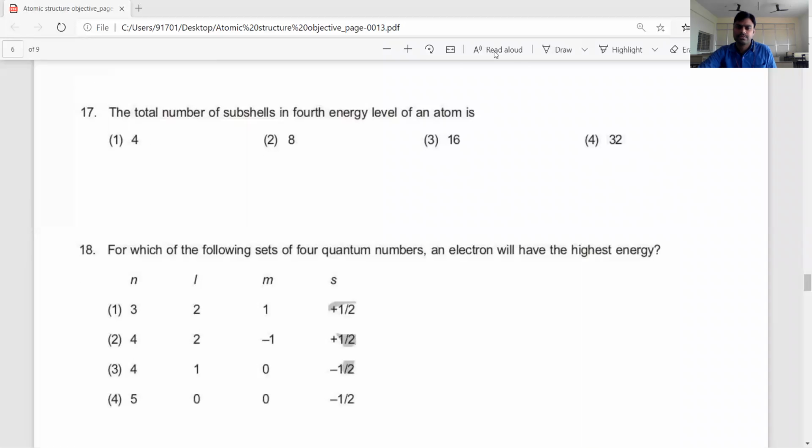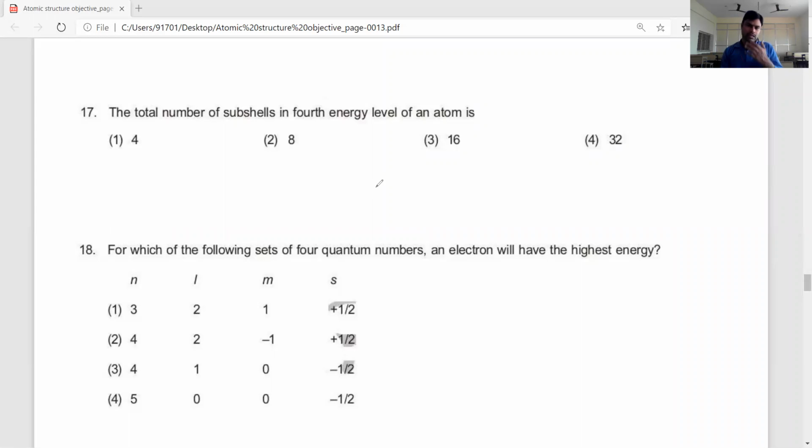17th question. Let's see the total number of subshells in the fourth energy level in an atom. Number of subshells in the fourth energy level, n is equal to 4. So, number of subshells in a shell, what is the formula? The total number of subshells in a shell is equal to n.